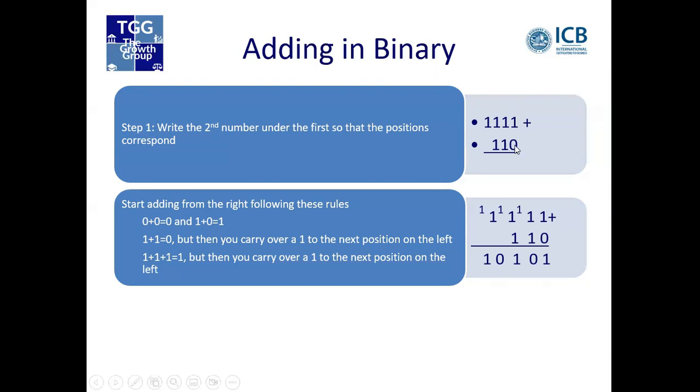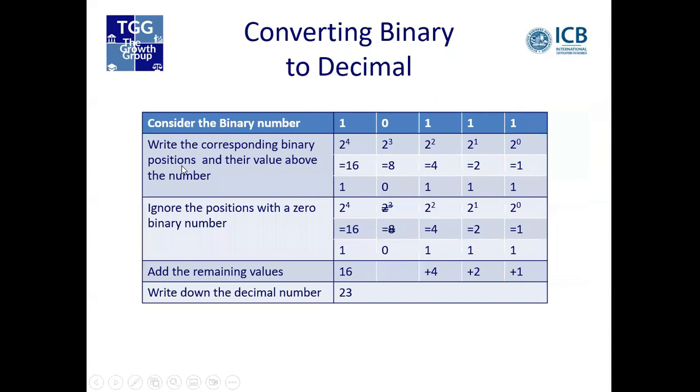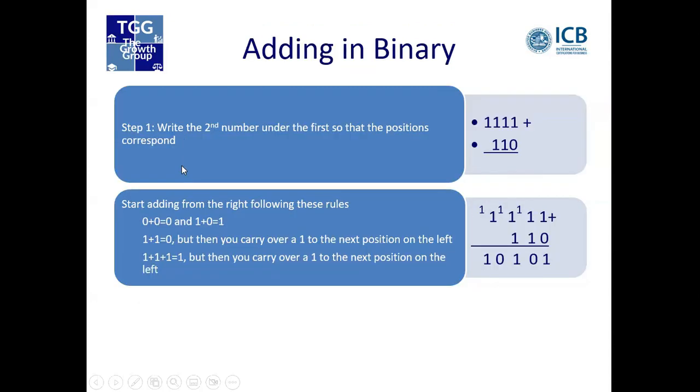So here we have the two numbers that we are trying to add together, the binary number 1111 and the binary number 110. So here we go. 1 plus 0 is 1. That's the rule. Nothing else needed to do. 1 plus 1 is 0, but then we carry over the 1 to the next position. Keep on going. Apologies for that.